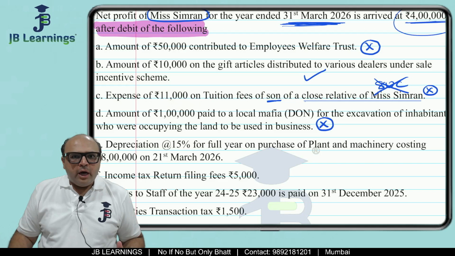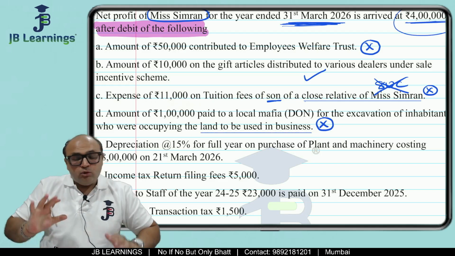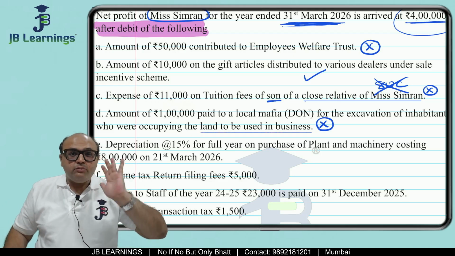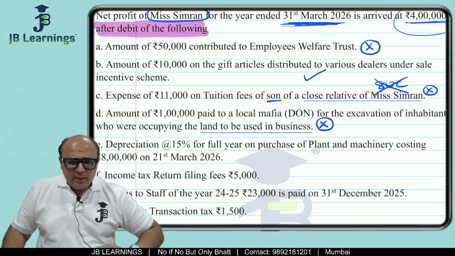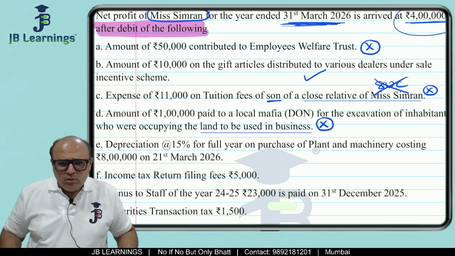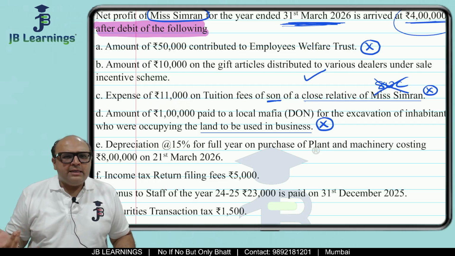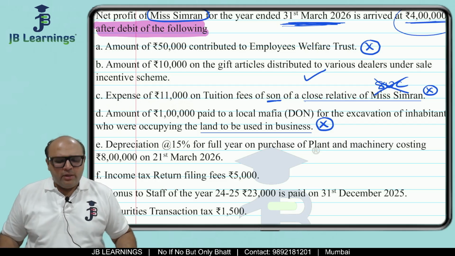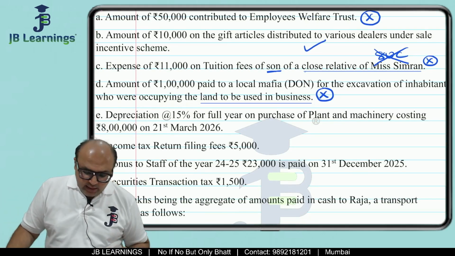Some student will argue, sir, but the land was supposed to be used for business. No, no, no, no. Even though it was supposed to be used for business, but the expenditure is illegal. You tell me giving money to mafias and dons is legal or what? No. So, you have given money to a local mafia. It is an illegal expenditure, not allowed. All right. Now, friends, next adjustment.